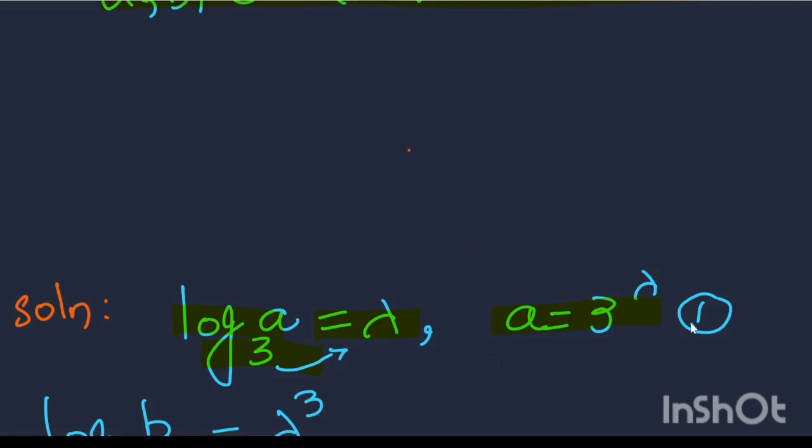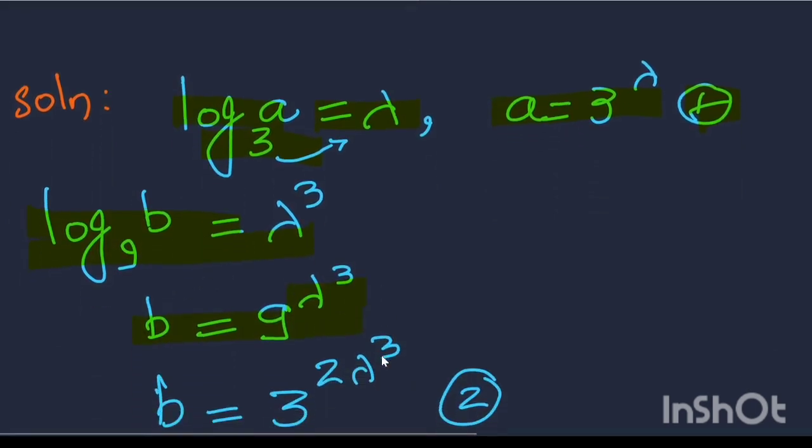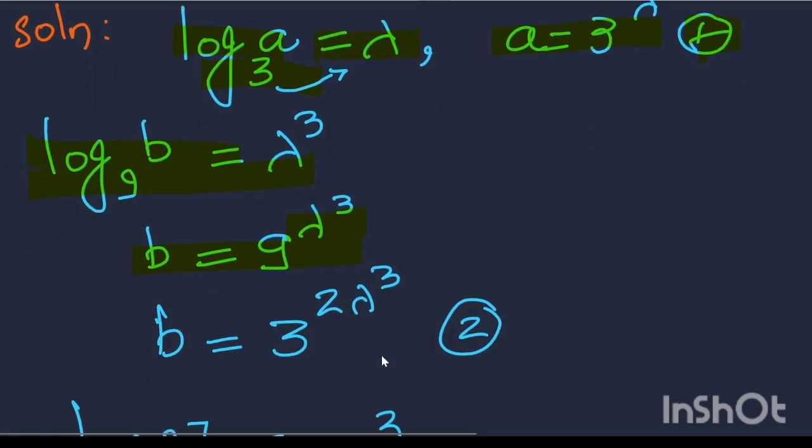This is, let's say, the first result, guys. Similarly, second, log b base 9 is lambda cube, so b is 9 to the power lambda cube. Since everything is given in 3, we will express b also in terms of 3. So 9 we will write as 3 square. So multiplying lambda cube, it is 3 to the power 2 lambda cube, that is b. Let's say the second result.